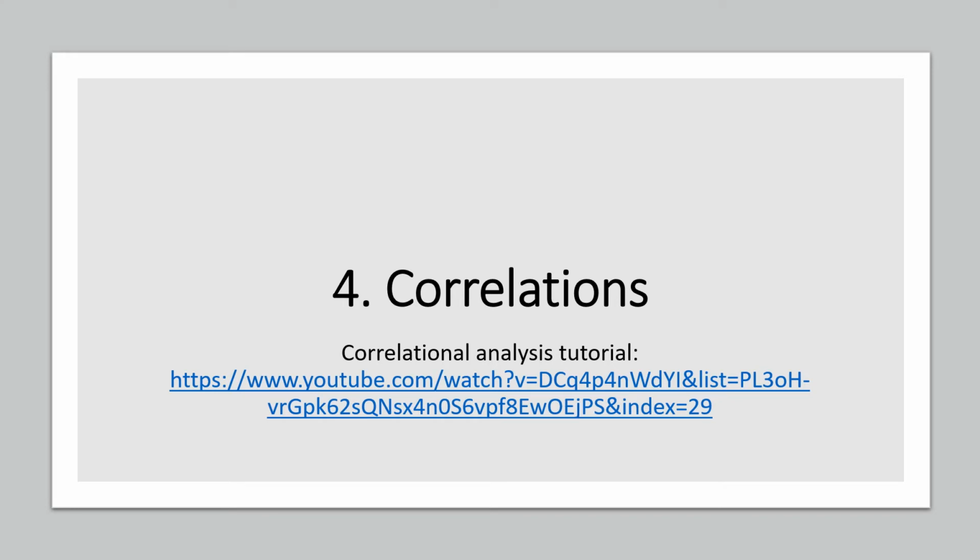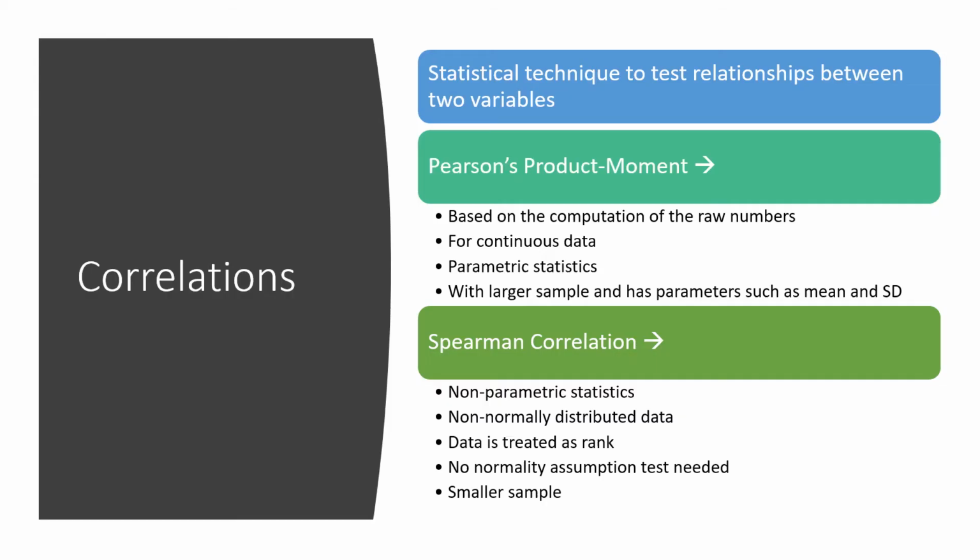And then next is correlations. There is a correlational analysis tutorial here as well that you can also watch. So correlational analysis is a statistical technique to test relationships between two variables. Most of your survey research plans are going to use this correlational analysis.